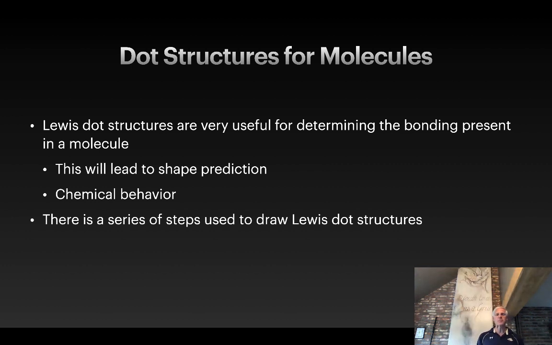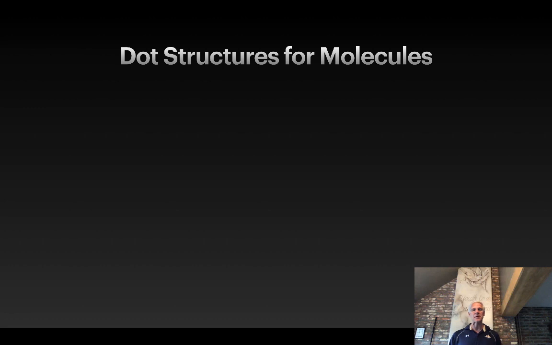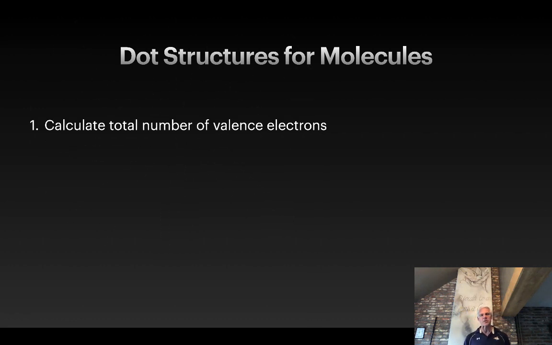There's a series of steps that we need to use in order to draw dot structures for molecules. It's not quite as easy as what we did for the atoms, and that makes sense. Molecules are more complex than atoms, so the things that we do with molecules tend to be more complex than what we would do for atoms. We're going to look at this series of steps, and the important thing is that we do them in order. If you do them in a different order, you're not going to get the same answer, and your dot structure will most likely not be correct.